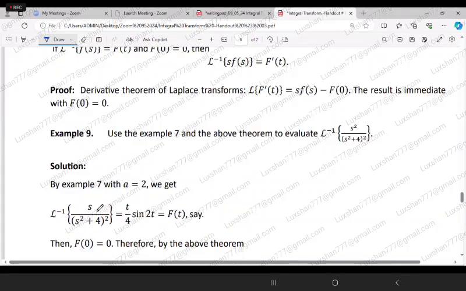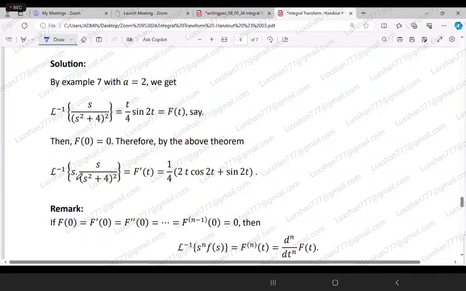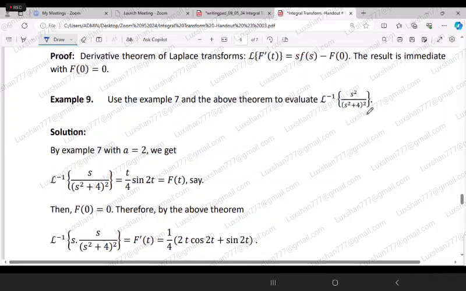This is multiplication by s, no? It's multiplication by s. So we are given that the Laplace transform of this one is this, and we want to find this one. Okay, so we want to find the Laplace transform of this one. So we'll do that example.